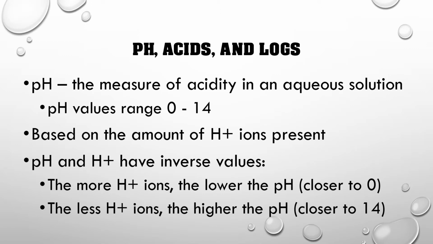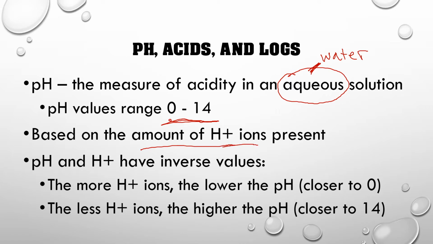So just to review, the pH is a measure of acidity in an aqueous solution. Now, note this word here, aqueous. This means that the solvent is water. So we're dealing with a solution made of water. The pH values range from 0 to 14, and they're based on the amount of hydrogen ions present.